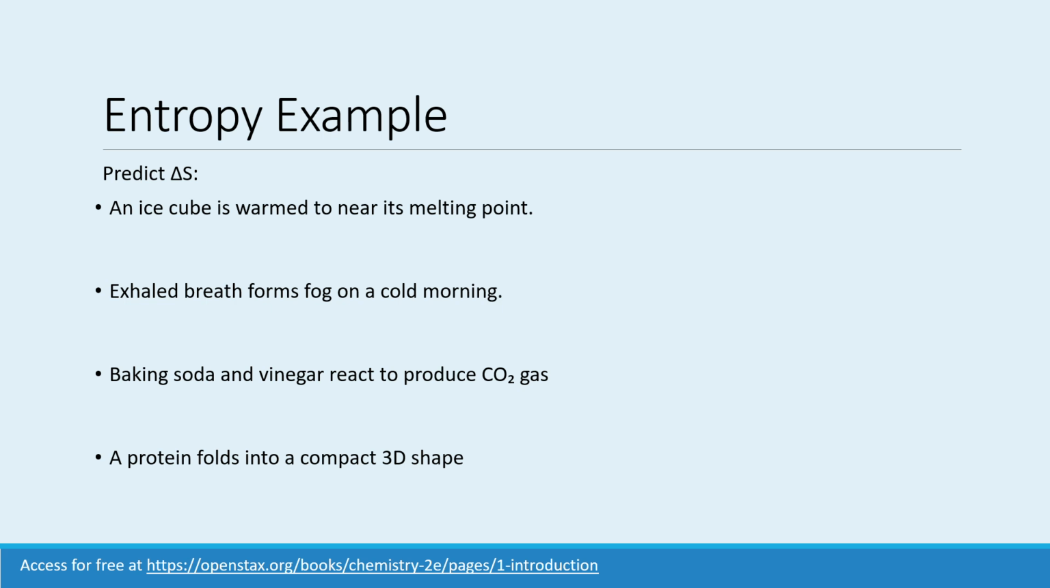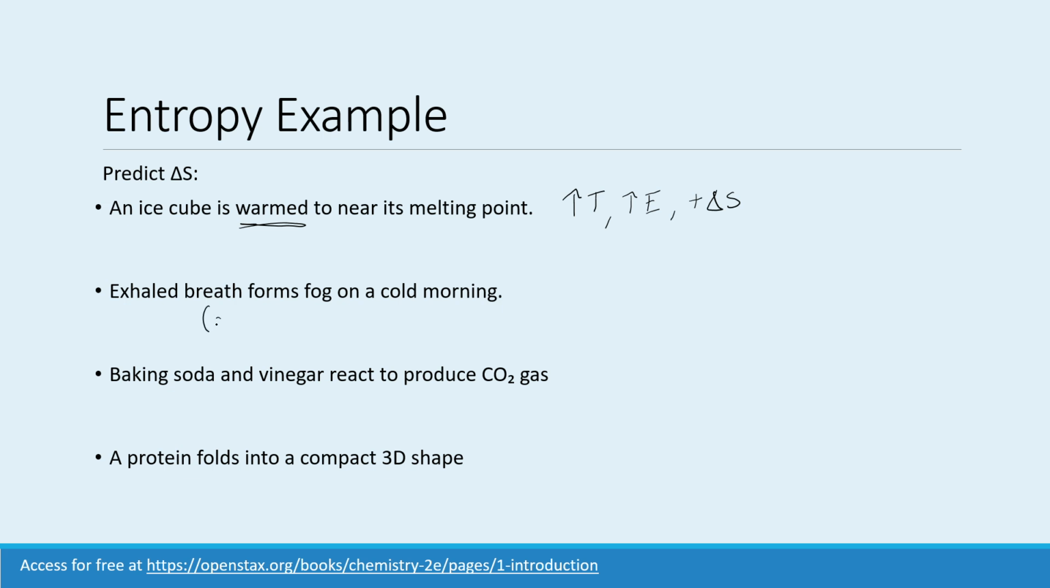Okay, so let's predict the change in entropy for a few of these everyday cases. So the first case, we have an ice cube that is warmed to near its melting point. Okay, so in this case, we're not changing the phase. We are staying an ice cube. We are not currently melting, but you are increasing the temperature. So if we increase the temperature, we're increasing the energy of those microstates, and so we're going to have a positive change in your entropy there.